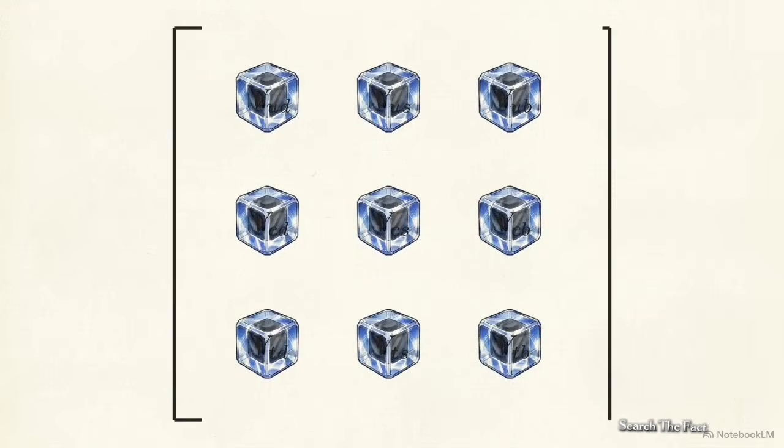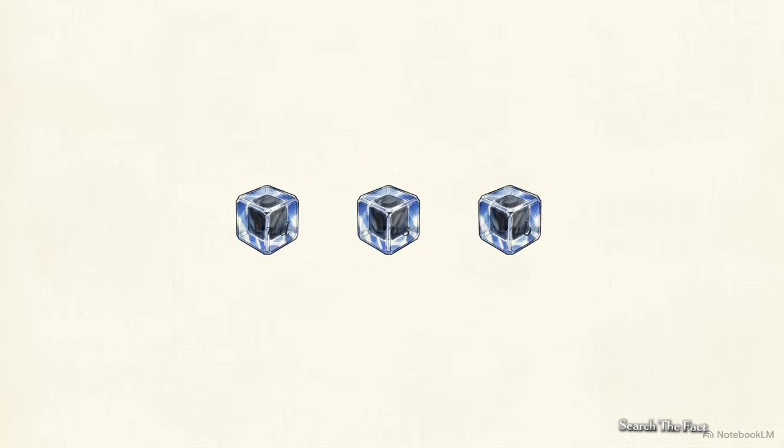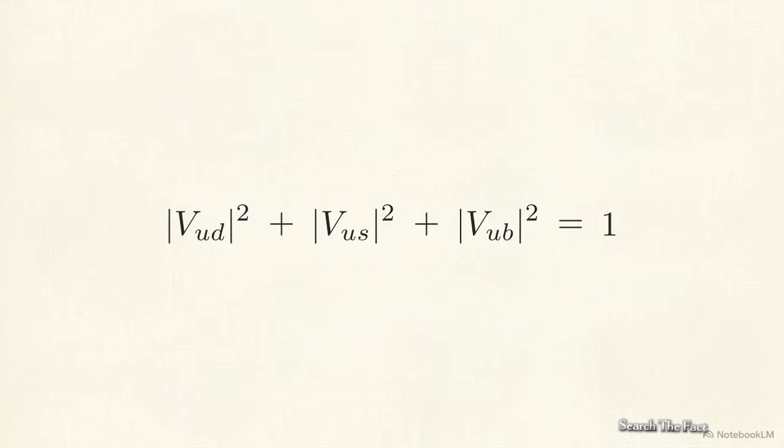This is a visualization of the Cabibbo-Kobayashi-Maskawa, or CKM, matrix. It describes how quarks change flavor under the weak interaction. To comply with the standard model, its top row must adhere to strict unitarity, meaning the sum of the squares of these elements must equal exactly 1.